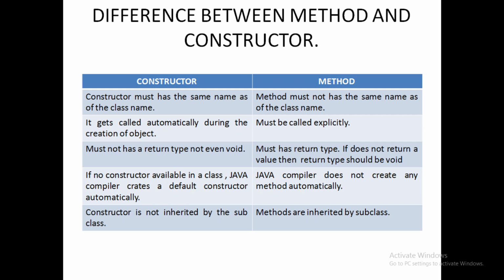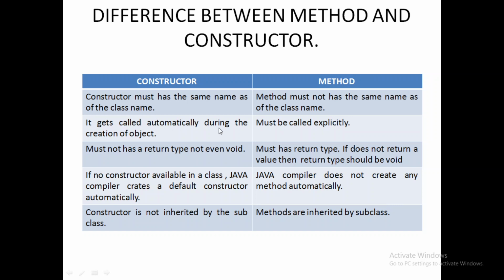Well, now let's discuss some of the differences between a constructor and a method. A constructor is a method, but it's a special kind of method. So what are its specialties and how does it differ from a method? Let's discuss those points here. Constructors must possess the same name as the class name, but a method must not have the same name as the class name. A method must have a different name.